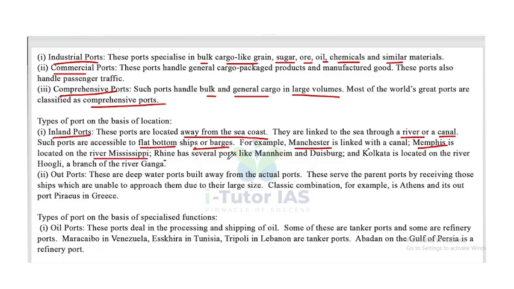The Rhine has several ports like Mannheim and Duisburg, and Kolkata is located on the river Hooghly, a branch of river Ganga. These are some of the examples of inland ports. Now outports. These are deep water ports built away from the actual ports. These serve the parent ports by receiving those ships which are unable to approach them due to their large size. A classic combination, for example, is Athens and its outport Piraeus in Greece.